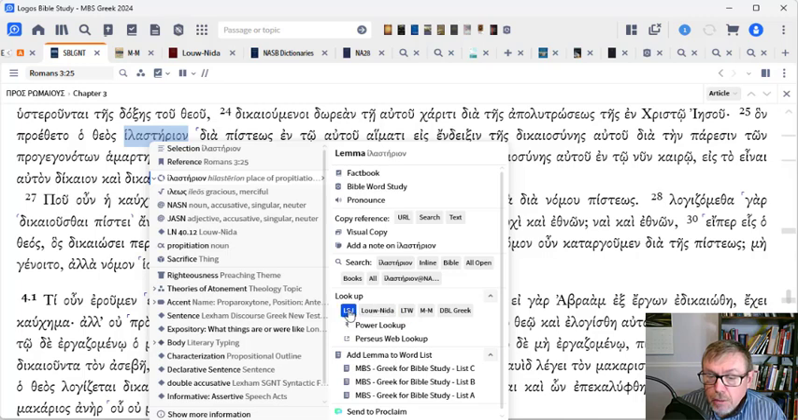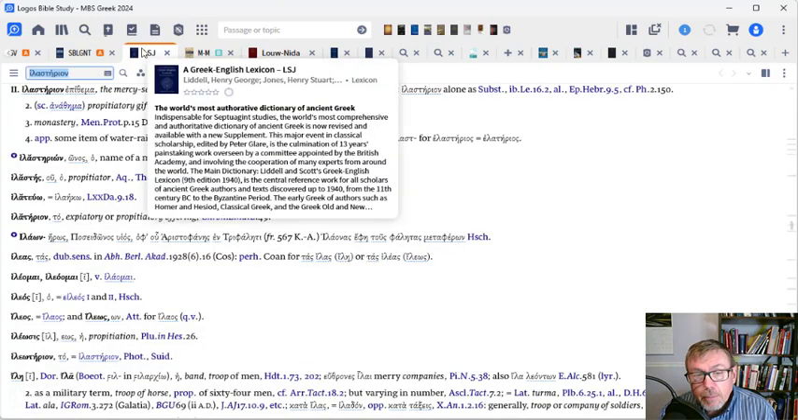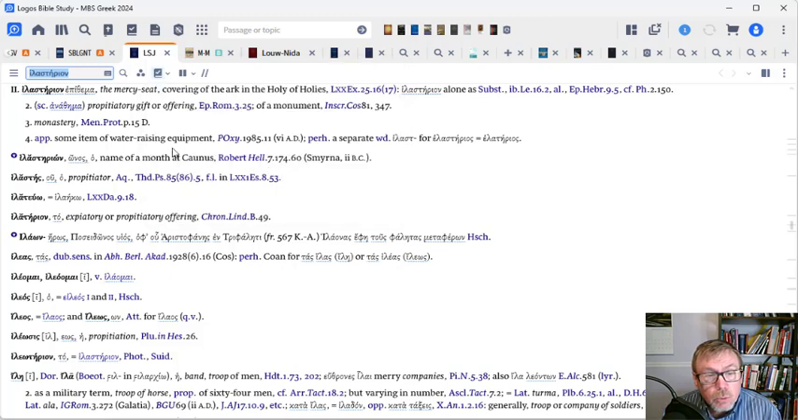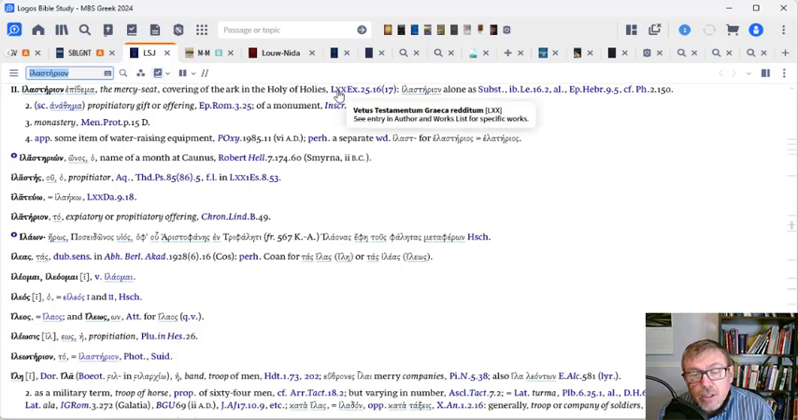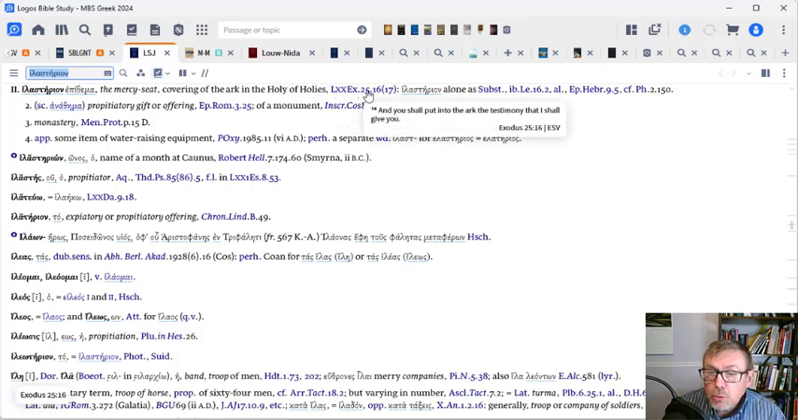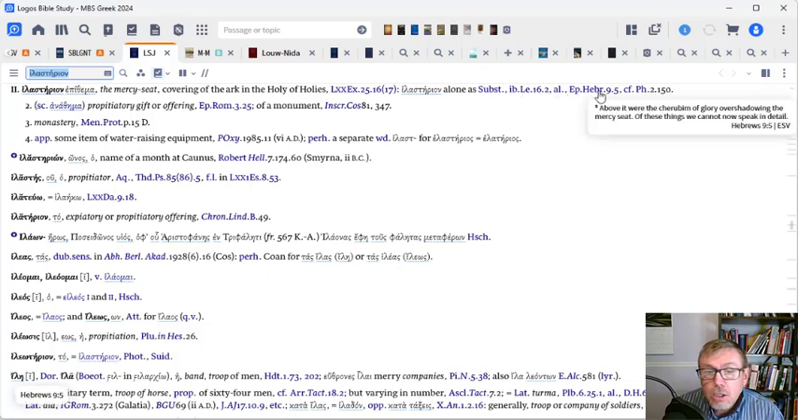I want to just start out. I'm going to hover over that tab to get its name. And we see there it's Liddell. One of the things we do is look at the definition that they're giving. They say mercy seat, covering for the ark. They're looking at the use of this word in the Septuagint, that Greek translation of the Old Testament. And there it is in Exodus 25:60. And here they list Hebrews 9:5, that mercy seat. It's the same meaning there as what they give.